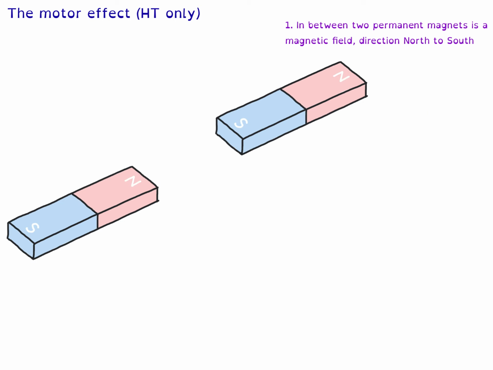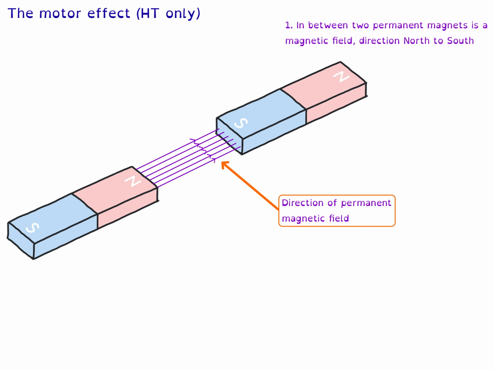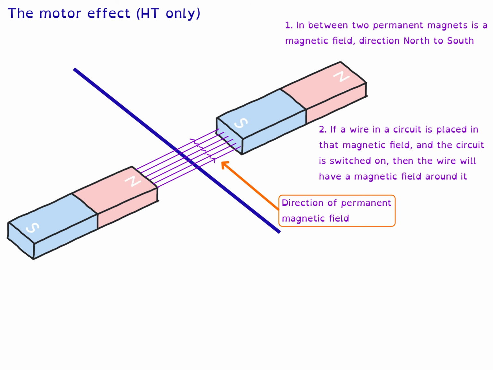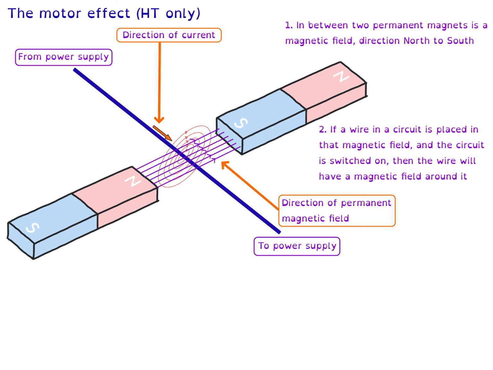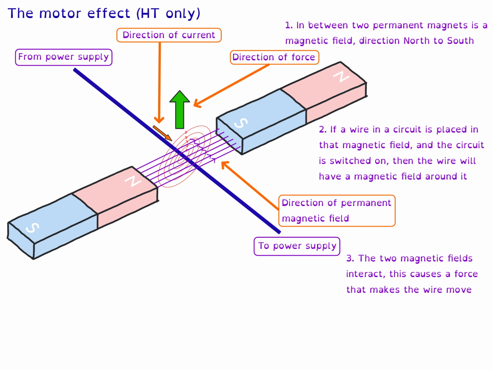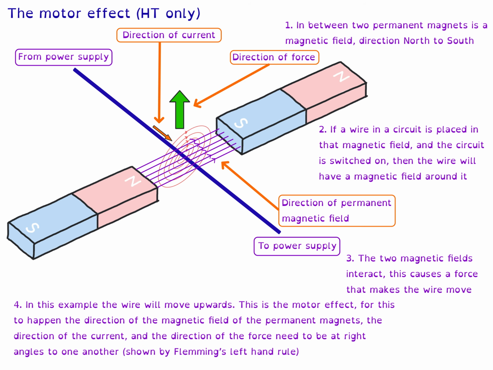In between two permanent magnets is a magnetic field, and its direction is north to south. If a wire in a circuit is placed in that magnetic field and the circuit is switched on, then the wire will have a magnetic field around it. The two magnetic fields interact, and this causes a force that will make the wire move. In this example, the wire will move upwards. This is the motor effect.